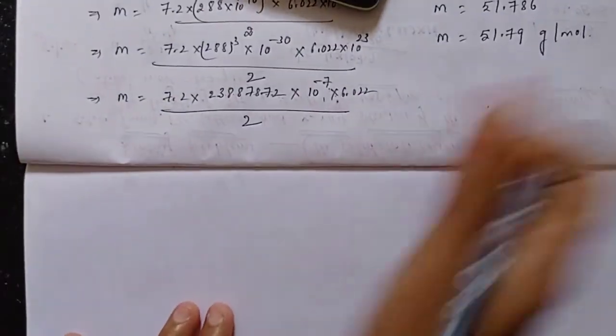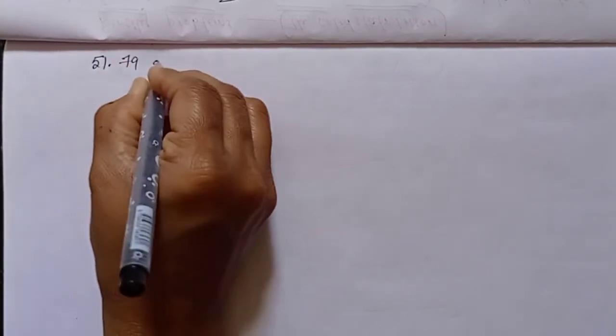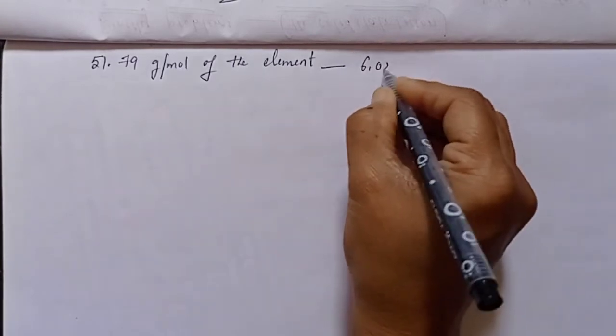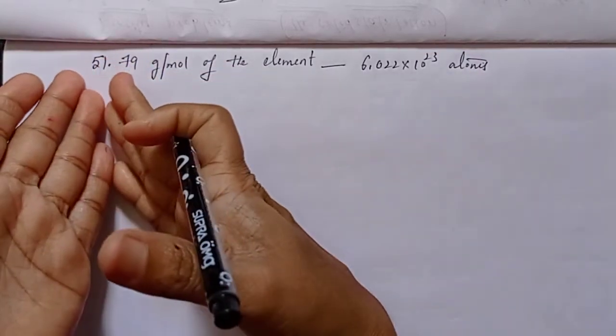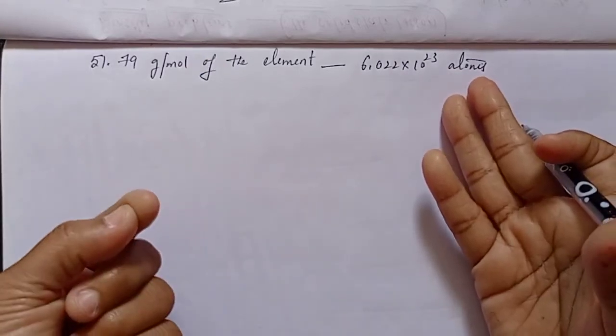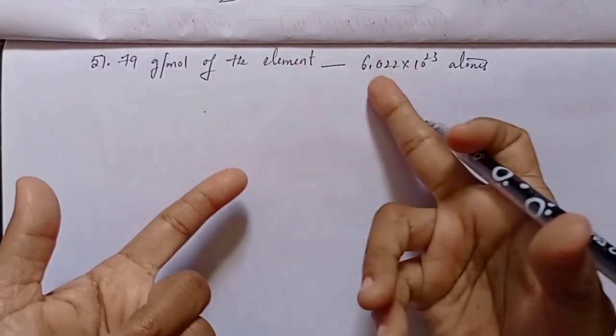See here, 51.79 grams per mole of the element contains how many atoms? 6.022 into 10 power 23 atoms will be there, correct? This is equal to 1 mole. So we know that 1 mole of an element contains Avogadro number of atoms according to the mole concept applications. So 1 mole of the element weighs 51.79, and it contains Avogadro number of atoms.